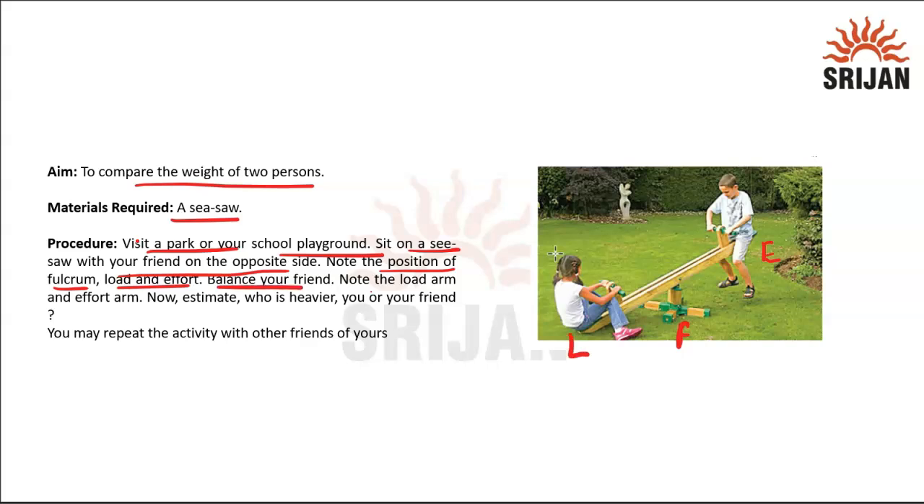You can simply balance with your friend and then measure the load arm and the effort arm. This is your load arm, this is your effort arm, and estimate who is heavier. Whoever is going down will be heavier, obviously. You can actually calculate the weight as well, not the exact amount, but you can find out whoever is heavier. With this simple activity, you can understand who is heavier and utilize the principle of the lever as well.